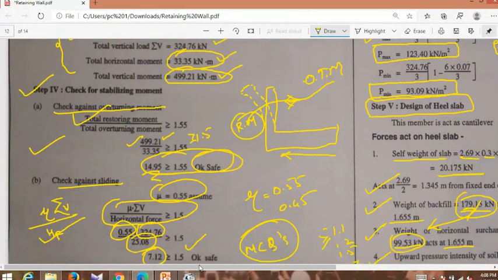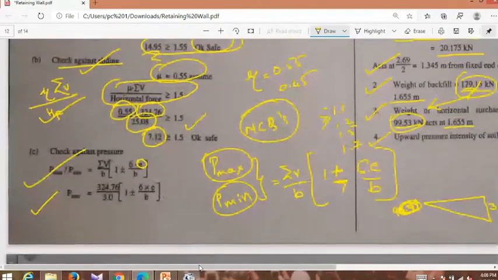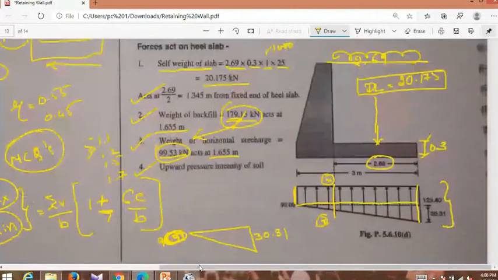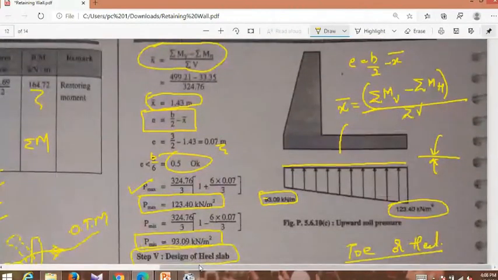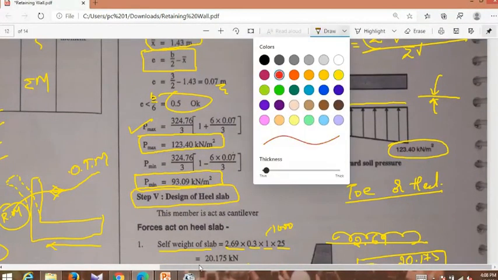Then we have to check for the stability of the retaining wall. First, check for the overturning. Second one will be for sliding. Then check for the pressure. Okay. From here, what we will get? We will get the maximum pressure, minimum pressure.